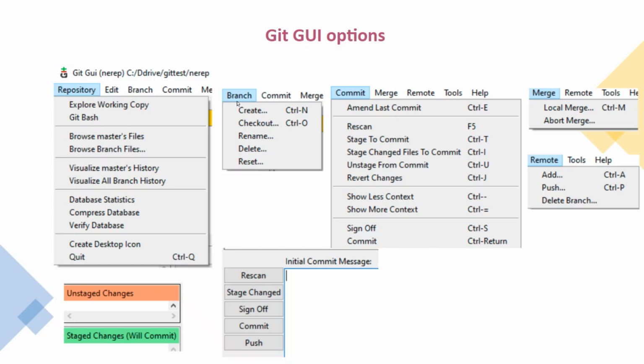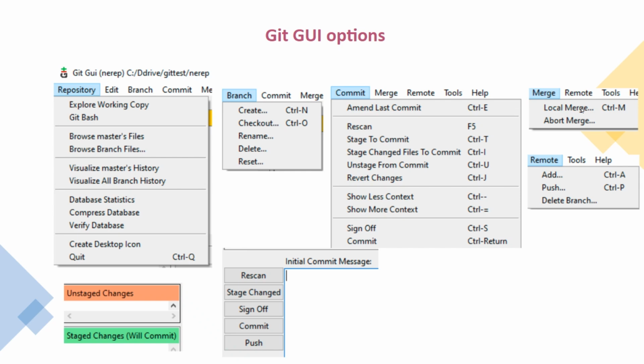Then in the branch menu, you can create a branch, check out a branch, rename, delete or reset the changes here. And in the commit menu, when you are committing, you can rescan the local repo, then stage to commit, then stage changed files to commit, revert changes, unstage, prompt commit. These are the options we'll see. Sign off and commit. These are the options in the commit menu.